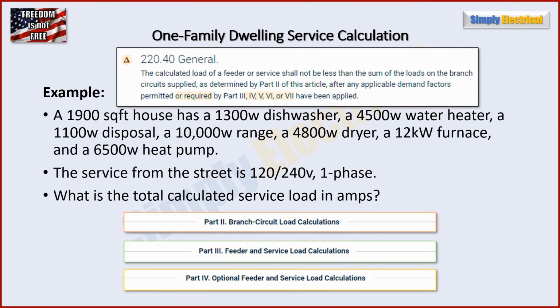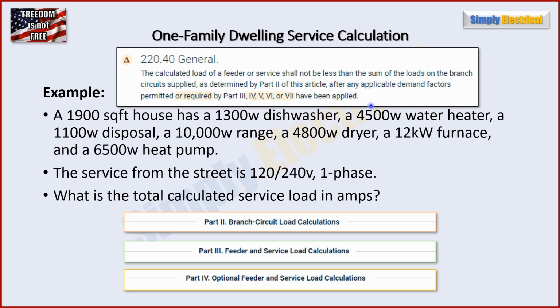Okay, before we jump into the table, let's get our heads around the general layout of Article 220. So we're going to start with 220.40 and read this. The calculated load of a feeder or service shall not be less than the sum of the loads on the branch circuit supplied, as determined by Part 2 of this article, after any applicable demand factors, permitted or required by Part 3, 4, 5, 6, or 7 have been applied.